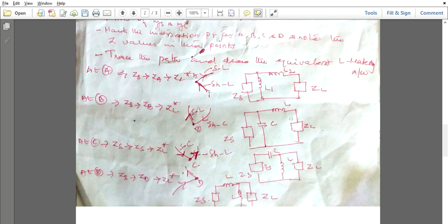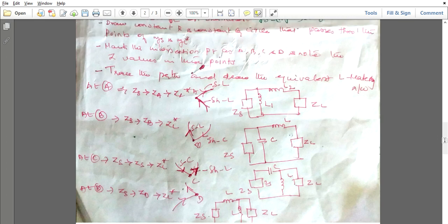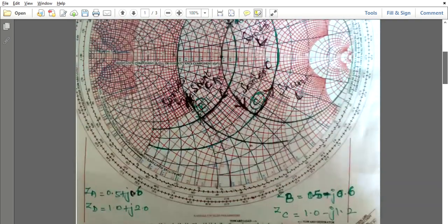This is the G circle and this is the R circle, both arrows are upward, that's why both elements are L. This is the G circle, that's why it is shunt, this is the R circle, that's why it is series. And this is the source impedance and this is the load impedance, which we are going to match by using this matching network, which consists of a combination of two inductors, in series and in parallel, right? That's all. Similarly, you have to find the two elements at each and every intersection point.